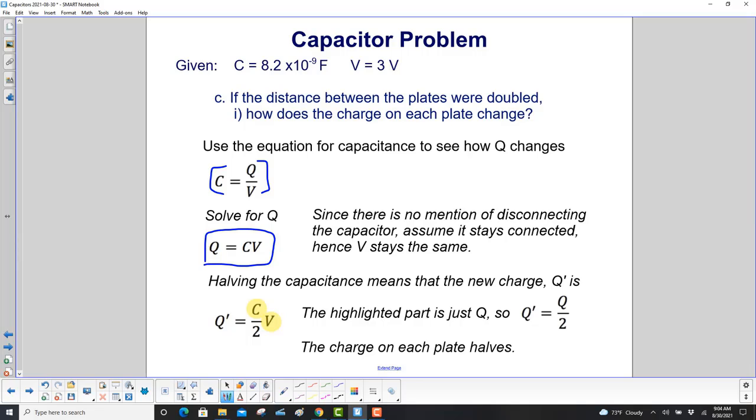So now we're going to have the capacitance, and our new charge, Q prime, right here, is going to be C over 2, right? We take that C and cut it in half, times V. The highlighted part, CV, is just the original charge here because the voltage stays the same. So the new charge is going to be Q over 2, right? This term, you just replace that with Q, and it's Q over 2. So the charge on each plate halves.